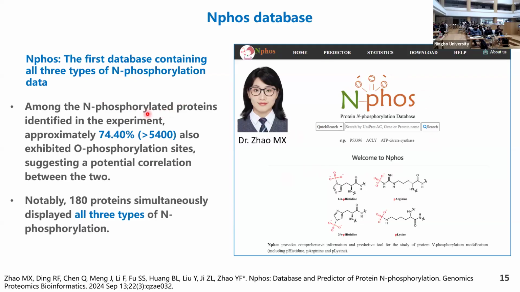And from mining the data, we found a very important message: among the nitrogen phosphorylated proteins identified in experiments, over 70% also exhibit oxygen phosphorylation sites, suggesting a potential correlation between the two. It means there is crosstalk. And notably, there are over 100 proteins containing all three types of nitrogen phosphorylation.